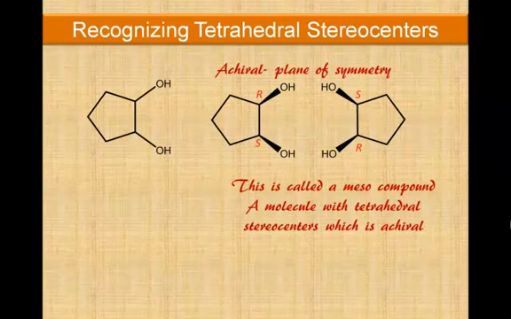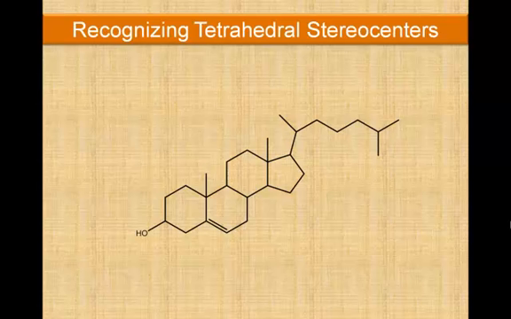So the molecule that has stereocenters but is achiral has a special name. We call that a meso compound. A meso compound is a molecule that has tetrahedral stereocenters, and yet it is achiral. See if you can identify the tetrahedral stereocenters in this molecule, cholesterol. Again, remember that you're looking for tetrahedral carbons that are showing 3 or 4 bonds and that have 4 unique groups attached. Go ahead and pause and see what you get.